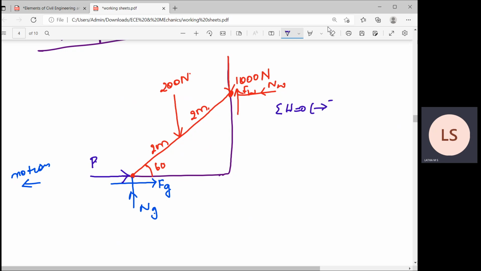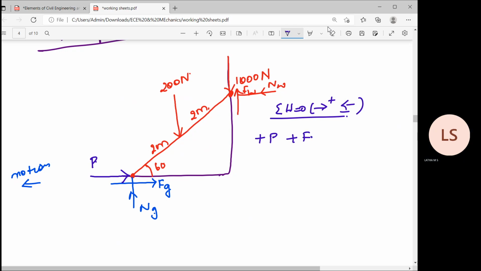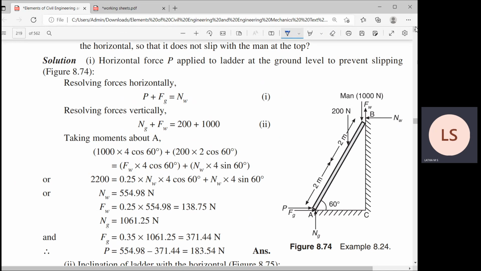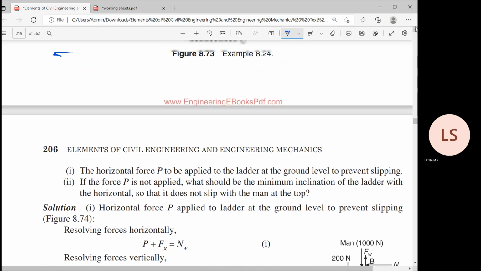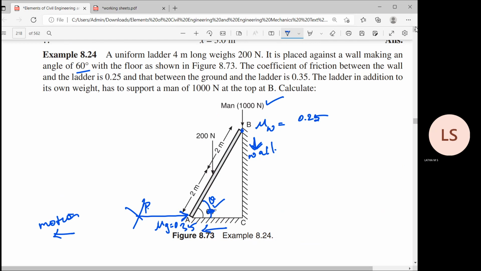Okay, write positive and negative. Fine. Then I find plus P, plus Fg, then minus Nw. The sum of the horizontal forces equals 0. We have the values of Fg and G being given in the problem.